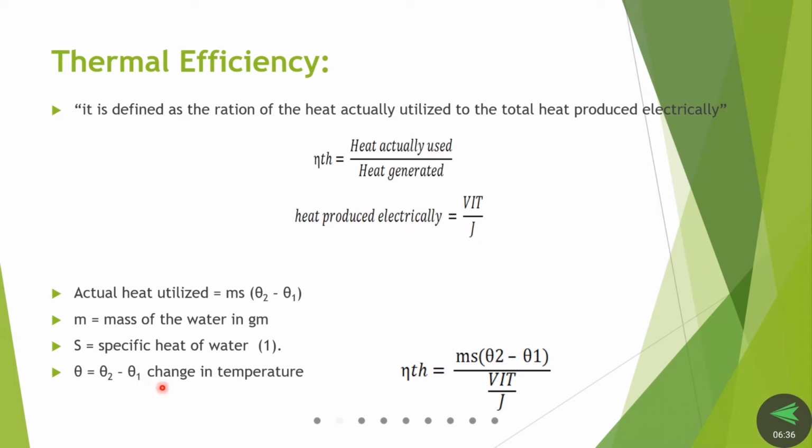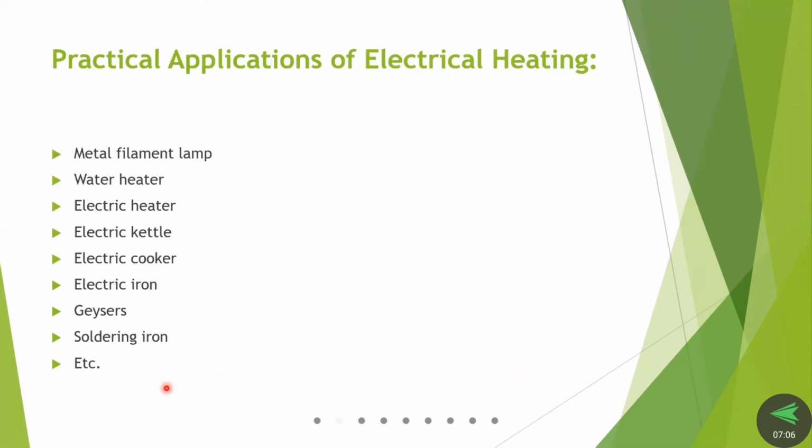Next, temperature difference. The temperature difference is also given in the problem. So you want to find out the efficiency of water when the temperature rises from 0 degrees to 100 degrees, or 20 degrees to 40 degrees. So 20 is the initial value, 40 is the final value. That is nothing but θ1 and θ2. From that we can calculate the value of the temperature difference. So if you substitute all those values, then we can find out the efficiency.